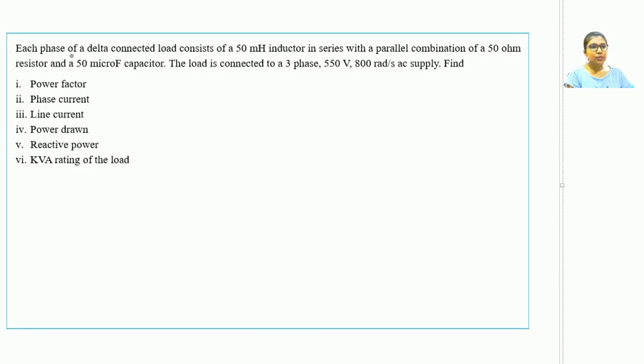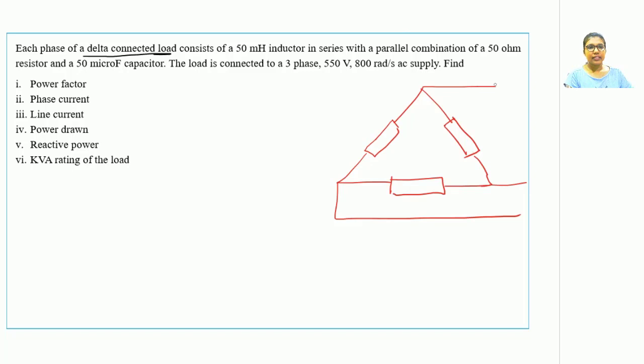So moving on to the first question of part 2: each phase of a delta connected load, which means the load given to us is of delta type. So let us draw a delta connected load. This is how a delta connected load looks, naming the terminals as R, Y and B. Now each load comprises of a 50 millihenry inductor in series with a parallel combination.